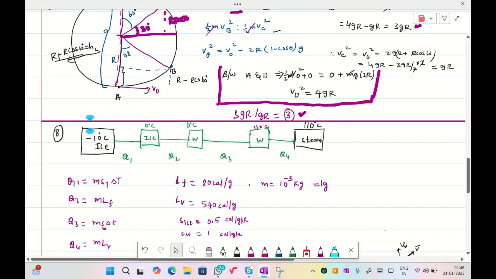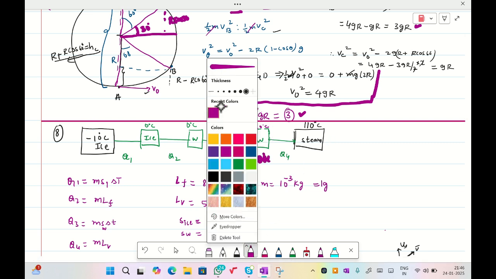So in the process I have given, ice goes from minus 10 to 0 degree centigrade, at 0 degree centigrade it transfers into the state of water at 0 degree centigrade, then water goes to steam at 110 degree centigrade. Okay, here actually you can take 100 degree centigrade as the boiling point. So here 100 degree centigrade, then 110. From 100 to 110 steam.